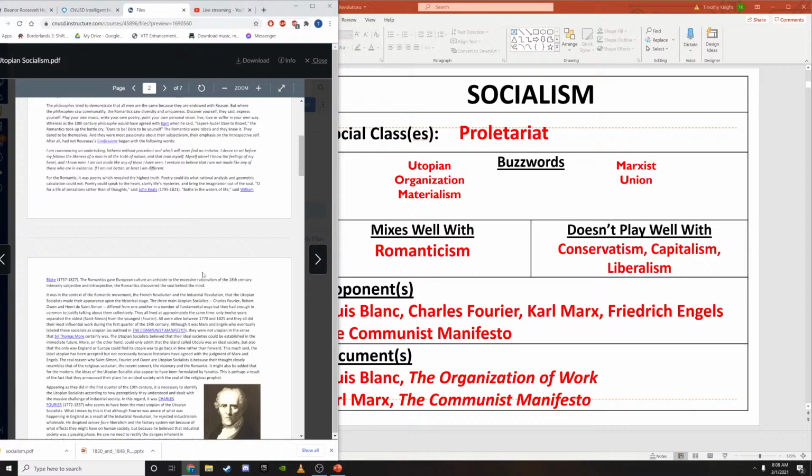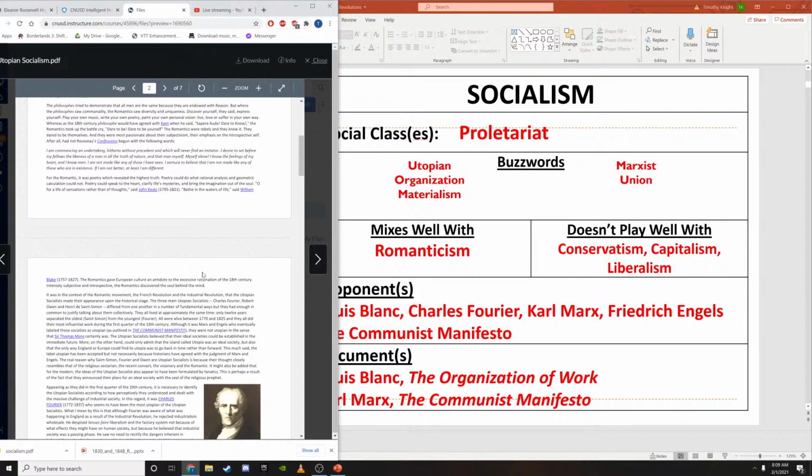All were alive between 1770 and 1825, and they all did their most influential work during the first quarter of the 19th century. Although it was Marx and Engels who eventually labeled these socialists as utopian, as outlined in the Communist Manifesto, they were not utopian in the sense that Sir Thomas More certainly was. The utopian socialists believed that their ideal societies could be established in the immediate future. More, on the other hand, could only admit that the island called Utopia was an ideal society, but also that the only way England or Europe could find its utopia was to go back in time rather than forward.